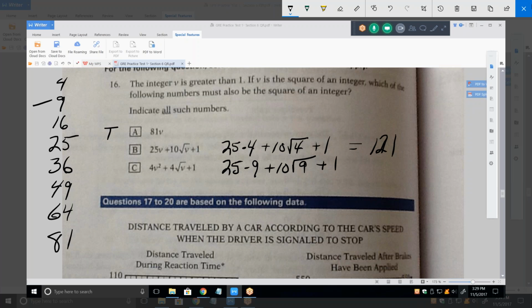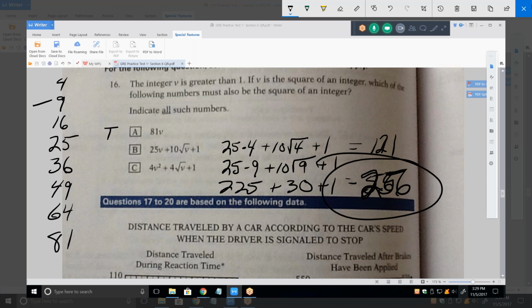Well, 9 times 25 is 225, plus 10 times 3 is 30, plus 1, that is 256. That's a perfect square number. Which square is that? 16 squared. So oddly enough, even though that thing looks really strange and I have no idea why it ends up having to be a perfect square number, it is for 4 and it is for 9.